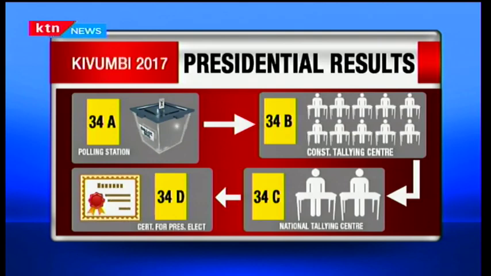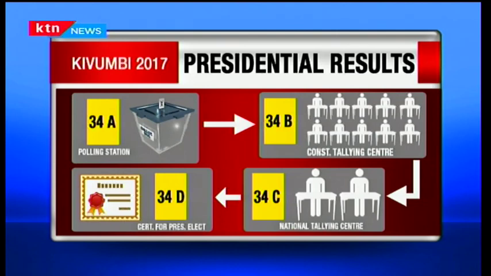So when they get to the National Tallying Center, this is the part where we are currently as a country, where Forms 34A and Forms 34B are being sent to the National Tallying Center at the Bomas of Kenya. This form declares the results of the presidential election at the National Tallying Center, of course, by the Chief Returning Officer, who is the IEBC Chairperson, Wafula Chebukati.